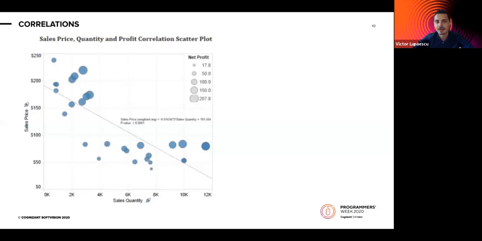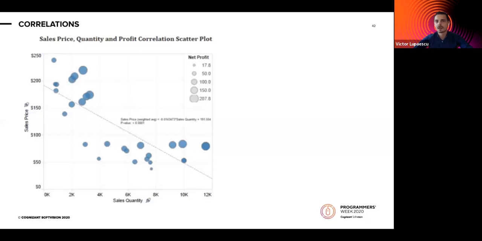Another thing that I have here is the net profit, which represents the size of the bullet. What I can see here is that the net profit might be the same. I mean, there might be a good net profit for lower sale prices or higher sale prices. It doesn't really matter. So I don't see a correlation. These types of charts, so this is the scatter plot.